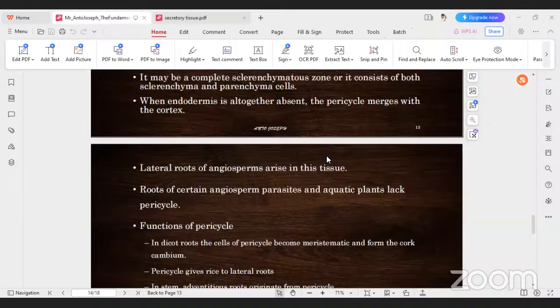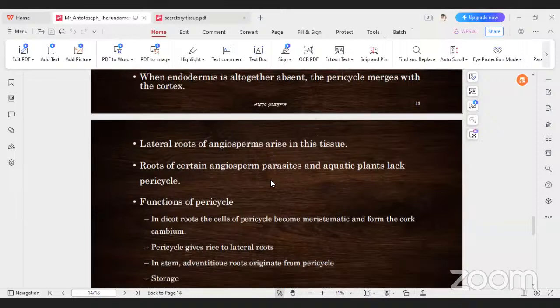In root, from the pericycle, lateral roots are raised. Roots of certain angiosperm parasites and aquatic plants lack a pericycle. Why do parasitic plants and aquatic plants have no pericycle? What is the reason?